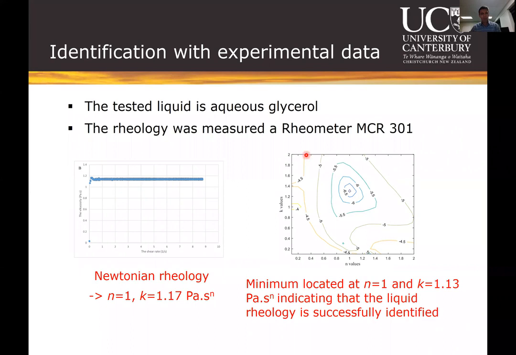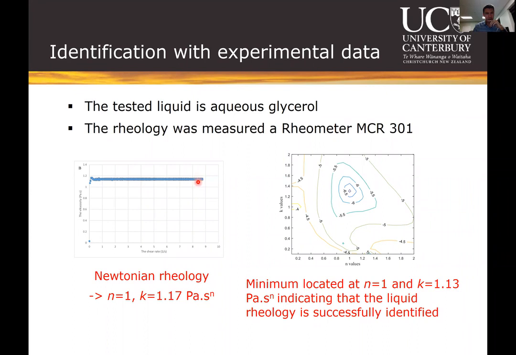Then we used the data from our dam break problem, which used an acylglycerol solution. This is a Newtonian fluid, so we expect N equal 1. And when we measured in the rheometer, we had a value of K of 1.17 Pascal second to the power N. This is the recording here from the rheometer.